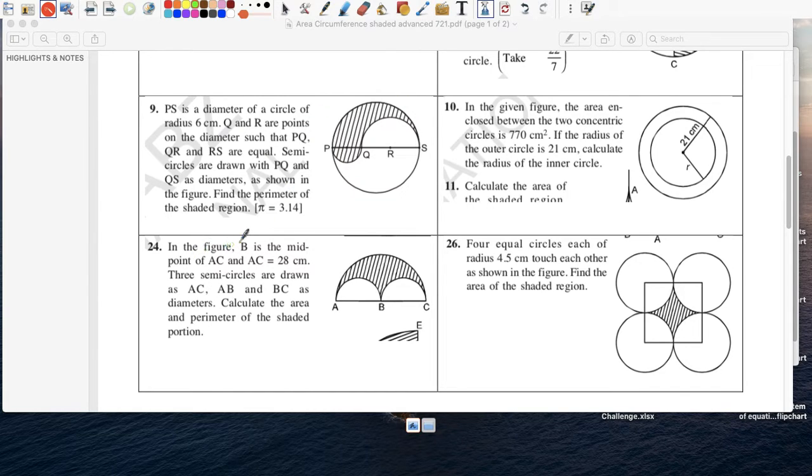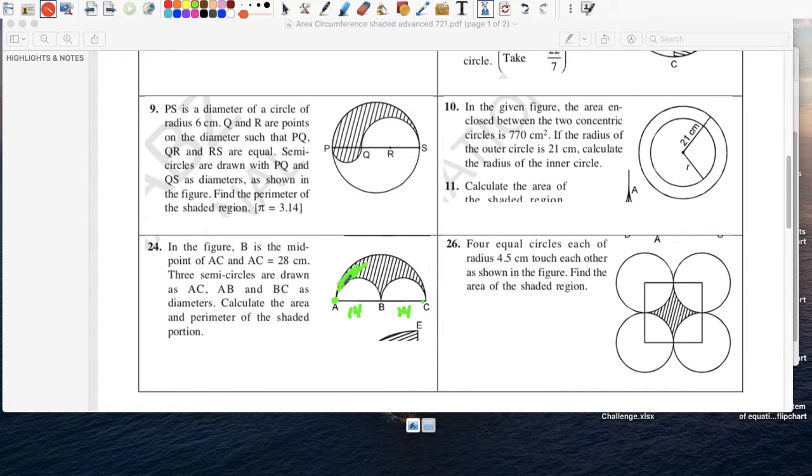Next problem, number 24. In the figure, B is the midpoint of AC, and AC is 28. So the diameter of the big circle is 28, which means this is 14, and that's 14. If you're looking at the diameter, the whole thing is 28. Three semicircles are drawn. AC, AB, and BC are diameters. Calculate the area and perimeter of the shaded portion. So we want the shaded portion, and first of all, we need the area of the semicircle.